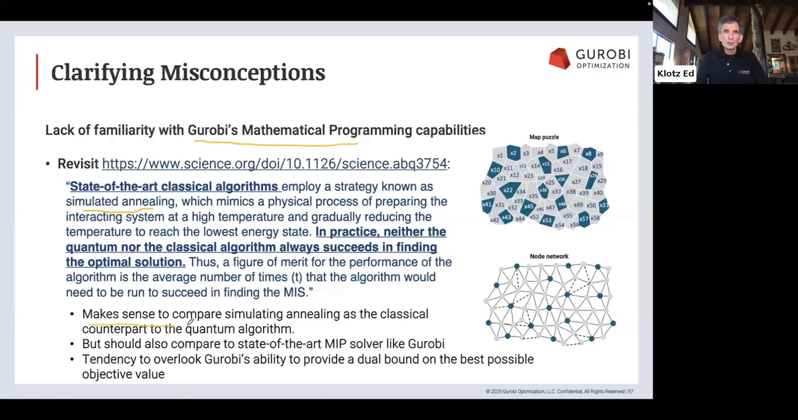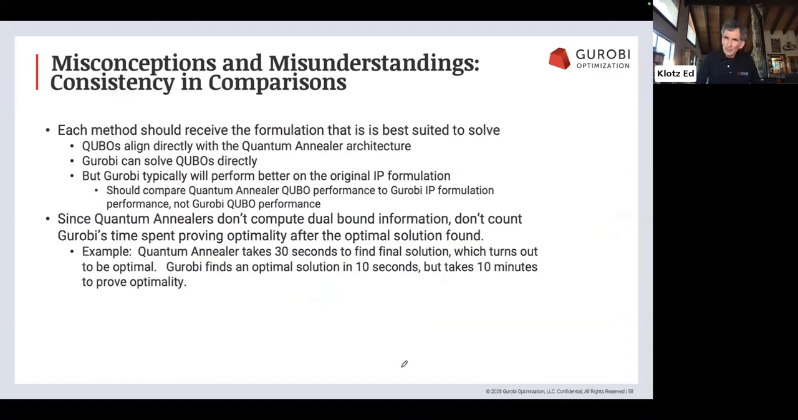Now, it makes sense to compare simulated annealing, at least conceptually, as it's the classical counterpart to the quantum annealer. But you don't want to ignore methods that can handle these problems. So there's a tendency to overlook branch and bound, and in particular to overlook its ability to provide this dual bound on the best possible objective value.